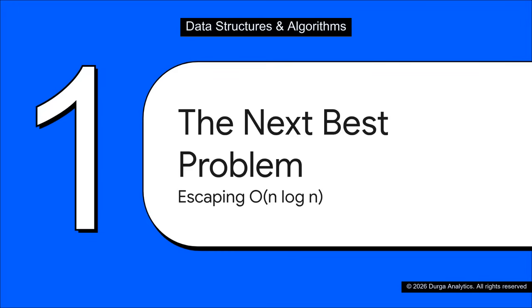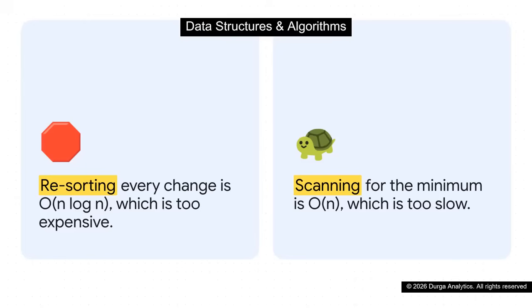All right, let's jump straight into part 1, the next best problem, and how we escape the dreaded O(n log n) trap. Whenever you're building a system that always needs to grab the absolute smallest or largest item, you really only have a couple of naive options to start with.